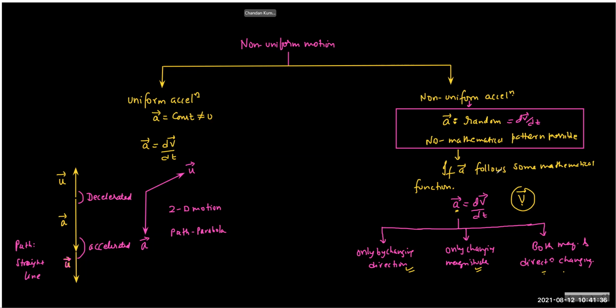So actually, I should have written here: if a follows some mathematical function, then we can derive a formula. If it is not having any mathematical function, then we cannot derive a formula. That's the problem. Random has no formula. And if it is not random, it will have some formula. But that is actually a disjoint; the context is not really for this part. This part you can avoid.